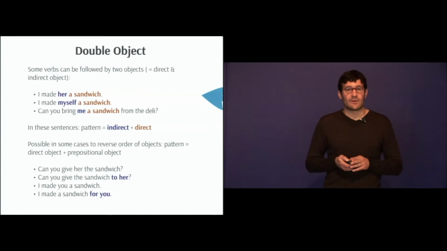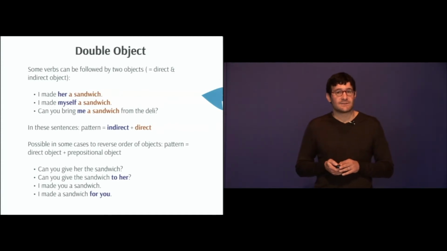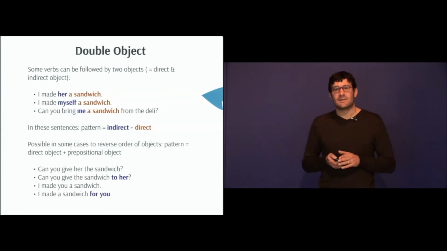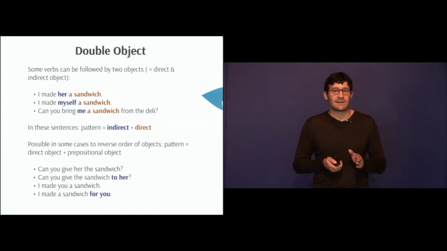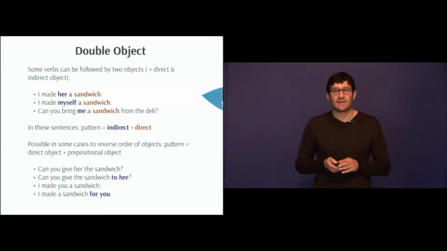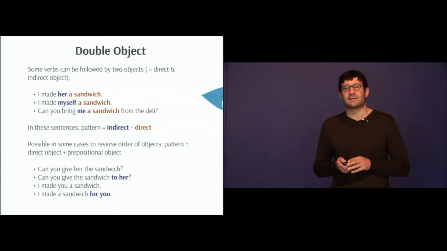I made her a sandwich. I made myself a sandwich. Can you bring me a sandwich from the deli? In these sentences, we have the pattern indirect object plus direct object. So the indirect object here is a person, and the direct object is an object, a thing. It is possible in some cases to reverse the order of objects.